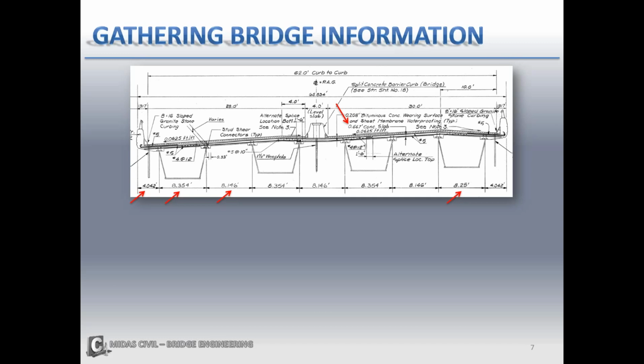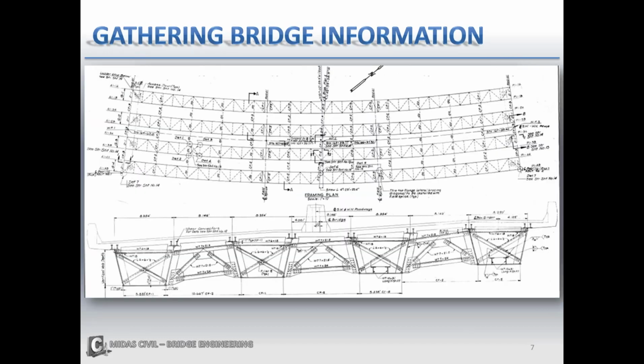Now from the framing plan cross-section, we're going to gather the width of the bottom flanges as well as the distance center to center of your top flanges. You're also going to want to get the types of sections used for the cross frames and diaphragms and lateral bracings. And you will also need the distance between them, as I highlight here.